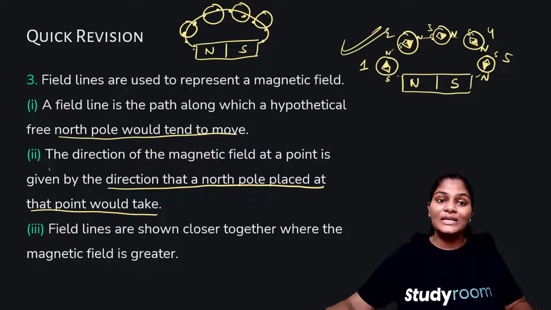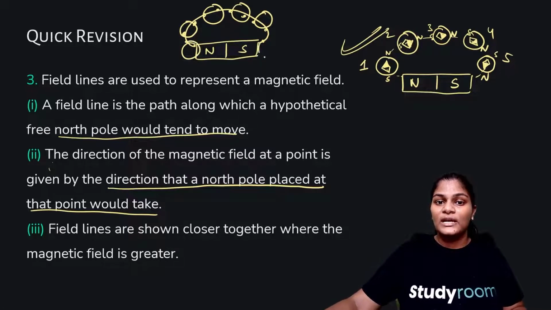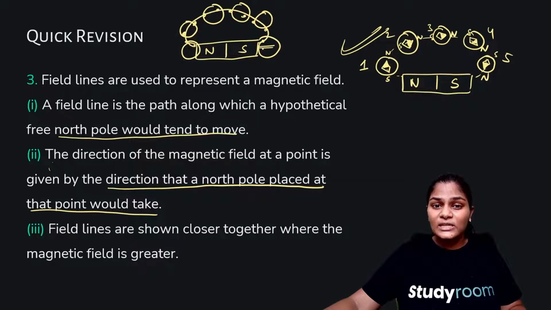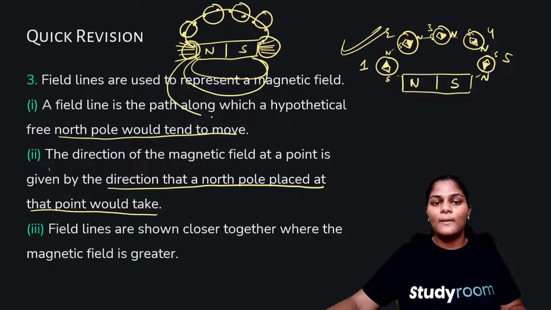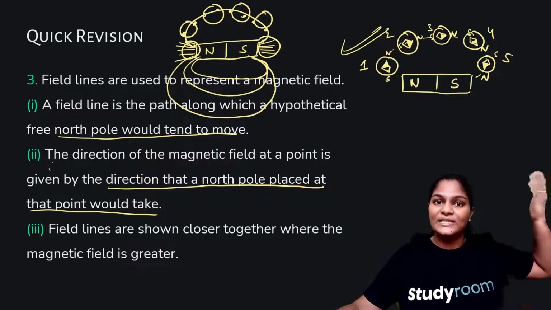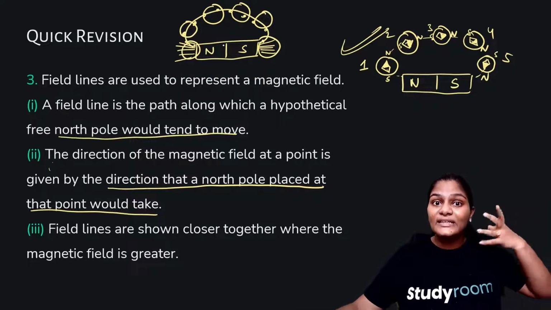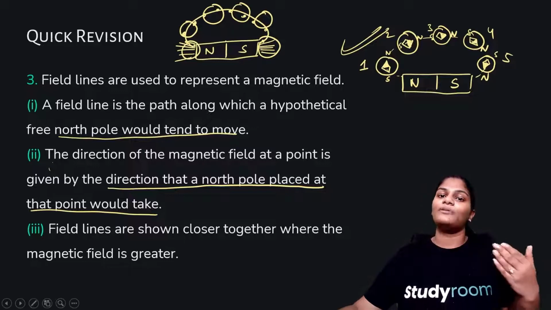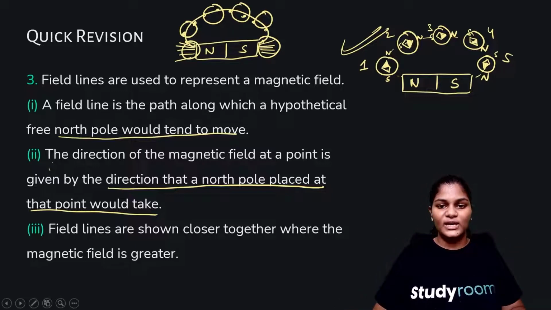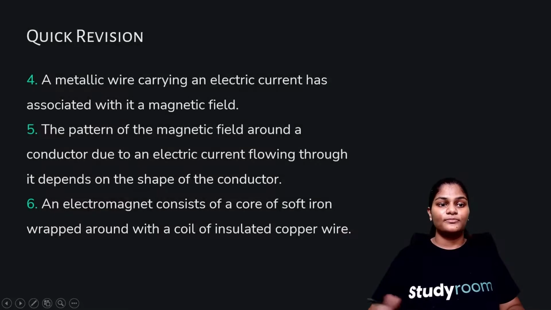This we have already seen. In the area near the poles, near the north and south pole, the field lines are very crowded together. And as we go far from the magnet, they become more and more spaced from each other. That means the magnetic field is decreasing, or the intensity or the strength of the magnetic field is decreasing. Okay, great. Let's move on.